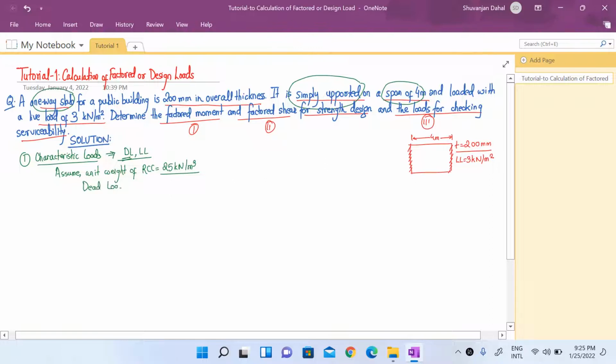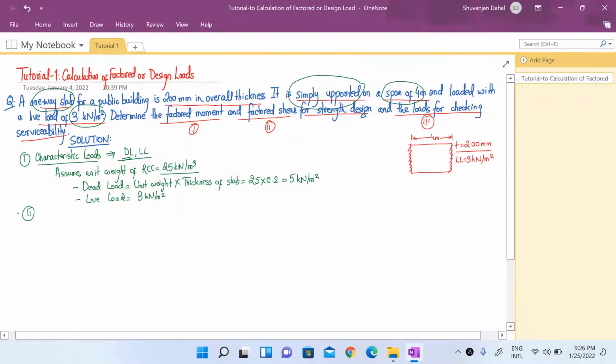So our dead load we will determine as area load, because our live load is also given as area load here, 3 kN per meter square. So this dead load we calculate as unit weight multiplied with the thickness of slab. So our unit weight is 25 and the thickness is 200 mm, that means 0.2. So 25 into 0.2 comes out as 5 kN per meter square. And the live load we have been given is 3 kN per meter square. So we have got our characteristic loads here.